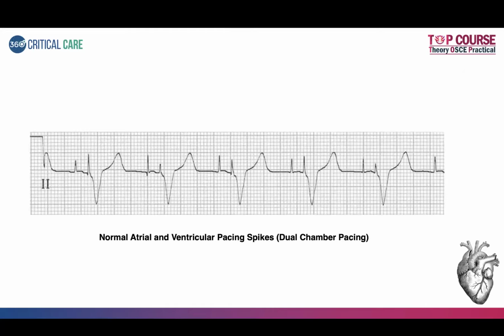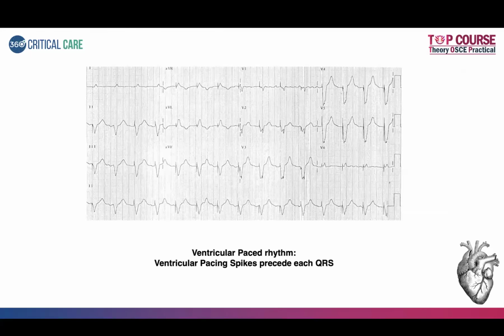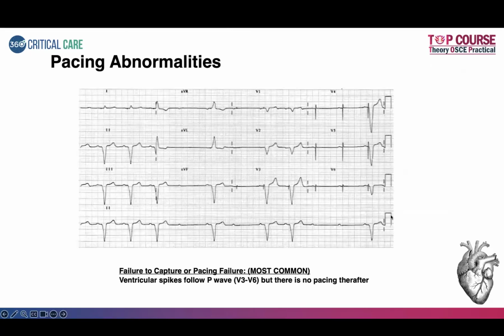So this is an ECG that shows a normal atrial and ventricular pacing spike. This is more important from a practical exam perspective. So here you can see ventricular paced rhythms. That's the ventricular pacing spikes precede each QRS. Then you have pacing abnormalities.